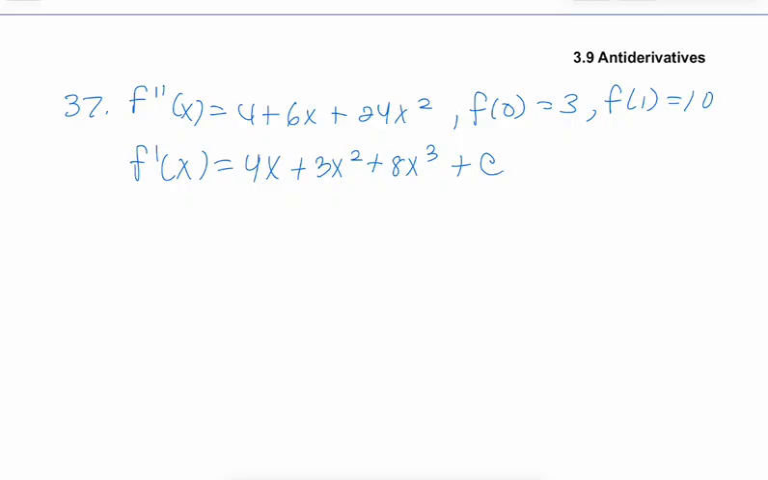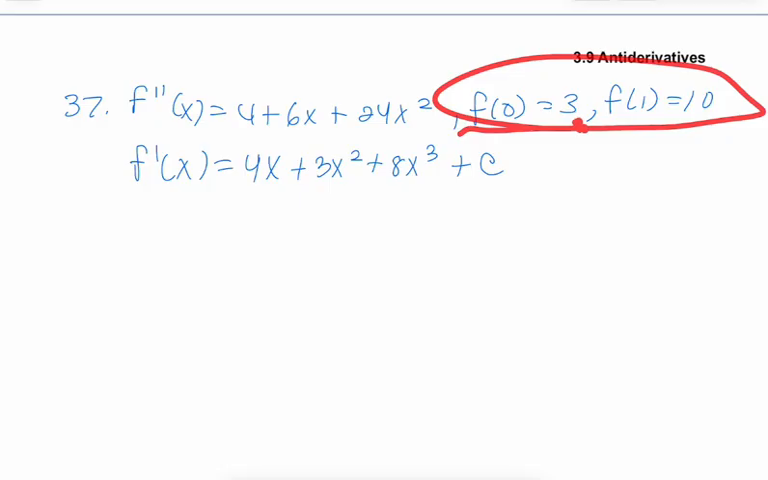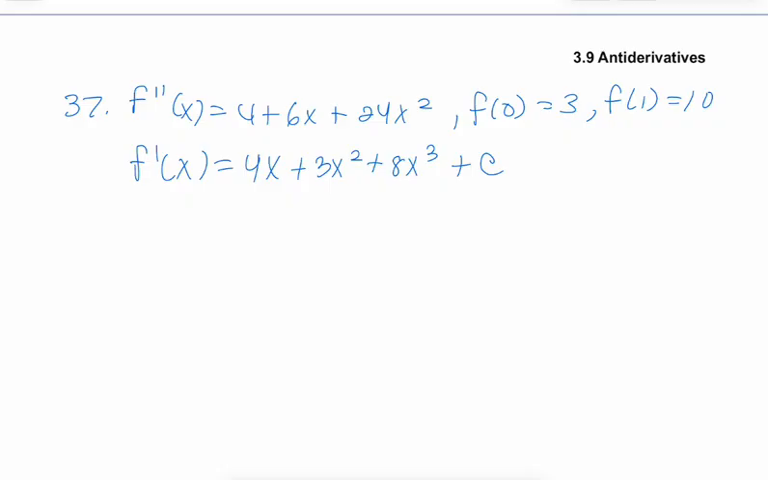Now, you'll notice over here, did they tell us anything about our first derivative values? No. So we can't replace our c at this time. Eventually we're going to get to it, but not yet. Now let's go backwards one more time.